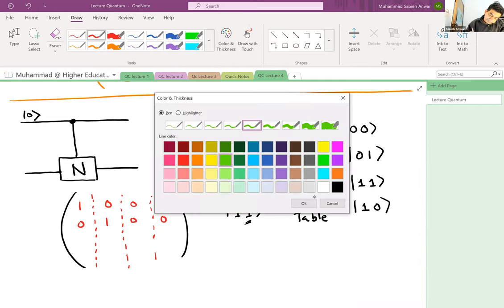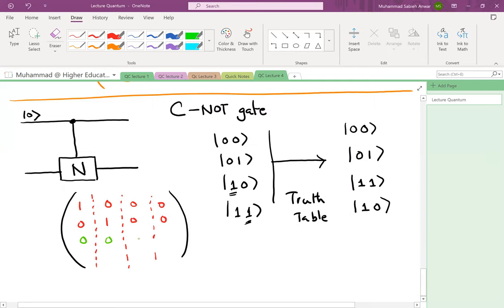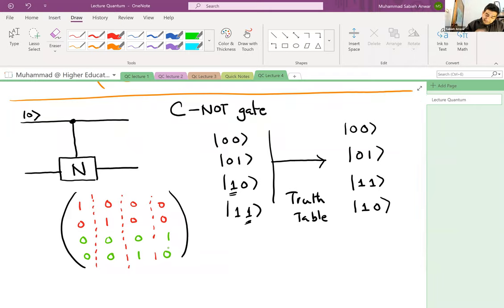Third row. 0 0 0 1. Exactly. Fourth row. 0 0 1 0. Exactly. So nothing happens to this block here. This block remains the same, because this is the block which is applicable when the first qubit is 0. But when the first qubit is 1, which is the third column and the fourth column, do I get an inversion of roles, an inversion of kinds?